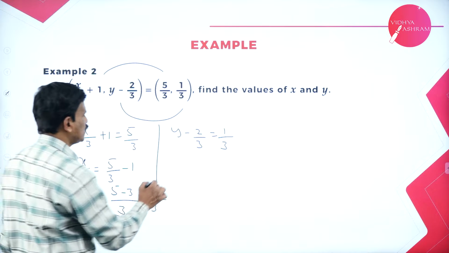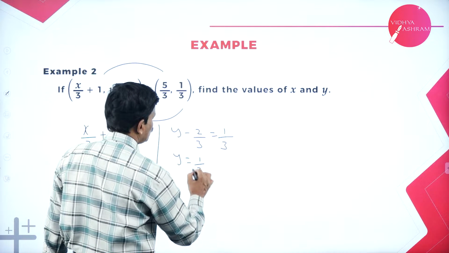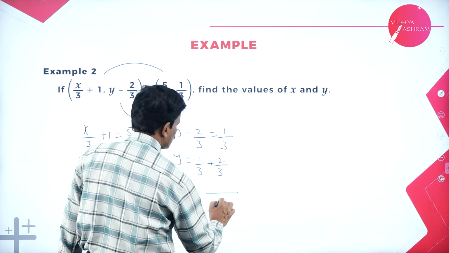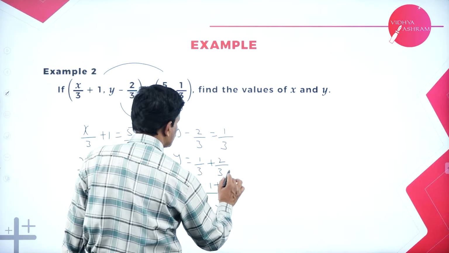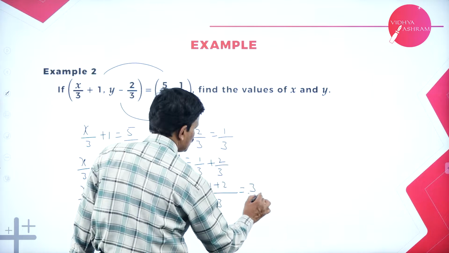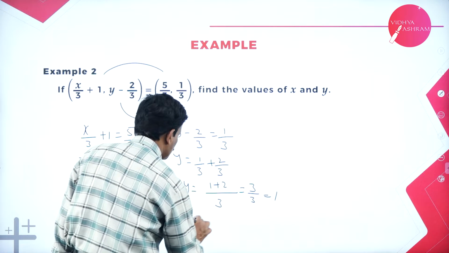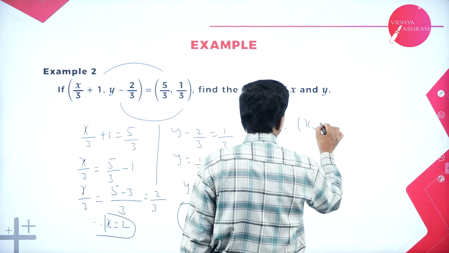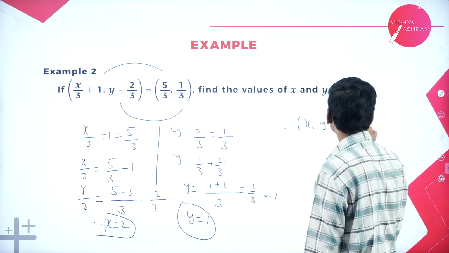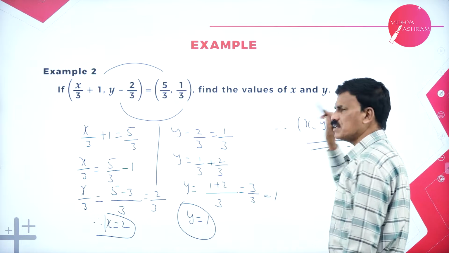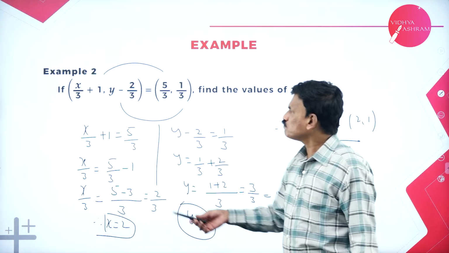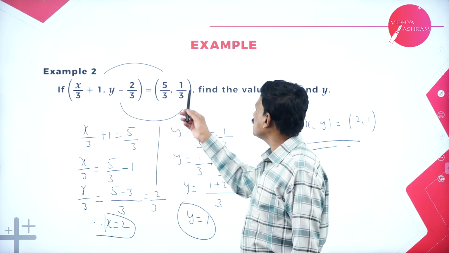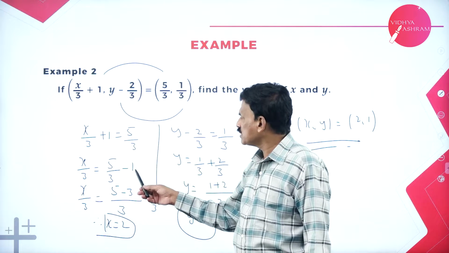That's it, very simple. Here y is equal to 1/3, transfer minus 2/3 becomes plus 2/3. So you can take the LCM, 3 is the LCM, 3 gets cancelled, 1 plus 2, that is 3/3. So 3/3 is nothing but 1. So y is equal to 1. So the values of x and y are (x, y) is equal to (2, 1), the required answer. That's it. Okay, see here, x/3 plus 1 is equal to 5/3. y minus 2/3 is equal to 1/3. Transfer plus 1, this becomes minus 1.